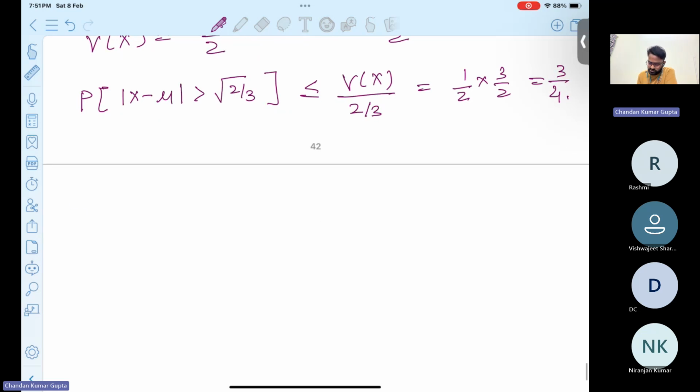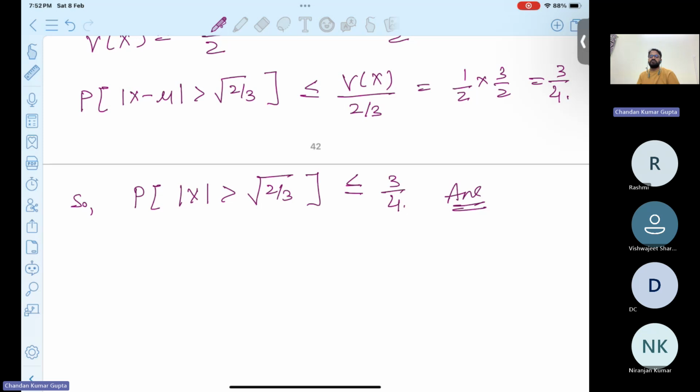So the probability that mod x is greater than root 2 by 3 is less than or equal to 3 by 4. This is the final answer. So the maximum bound is 3/4.